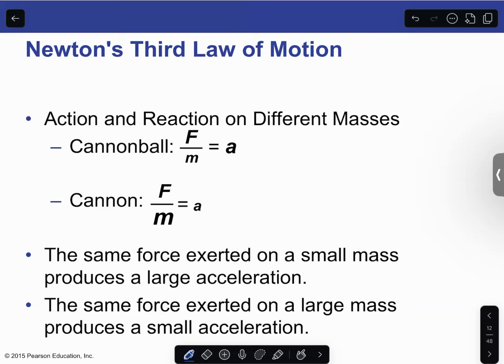So if I divide by a small number, a cannonball has a small mass, it gives a proportionally bigger acceleration. A cannon has a much bigger mass, that gives a proportionally smaller acceleration. Inversely proportional, I should say. And again, let's relate this back to common sense. Flick a BB, then go flick John Cena. Big mass, small acceleration. Little mass, big acceleration, yeah?